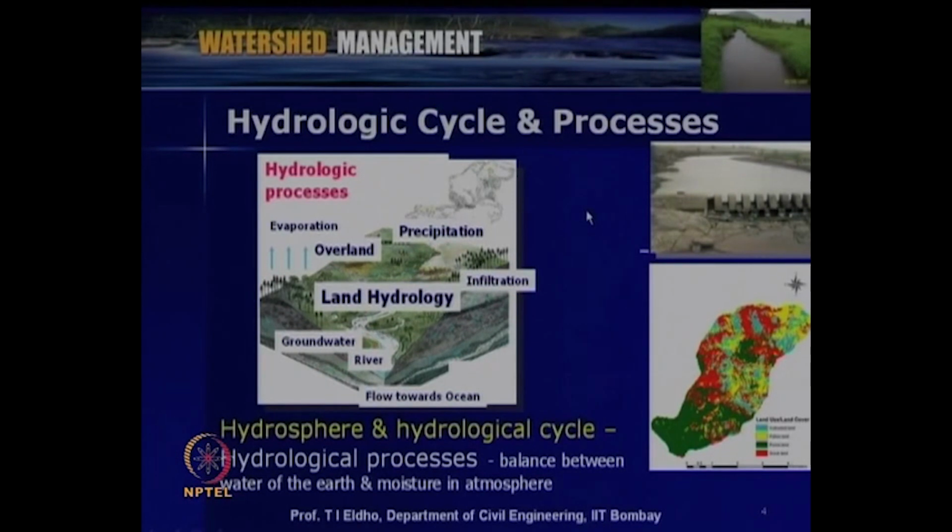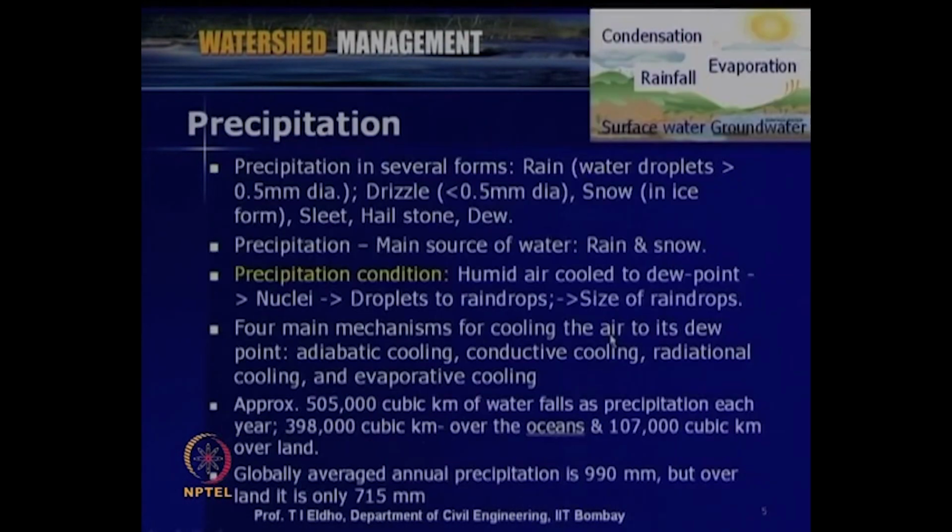Of course, precipitation varies with respect to space and time, but overall there is a balance between the water of the earth and the moisture in the atmosphere within the hydrologic cycle. The most important aspect of water as a resource for a watershed is precipitation. Precipitation can be in the form of rainfall or in the form of snowfall.